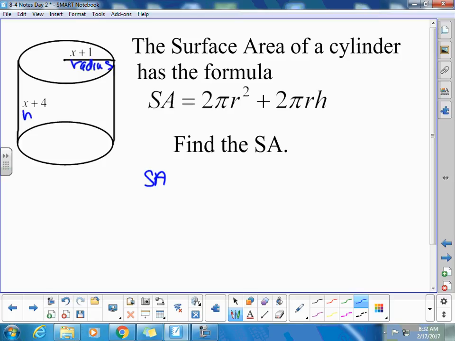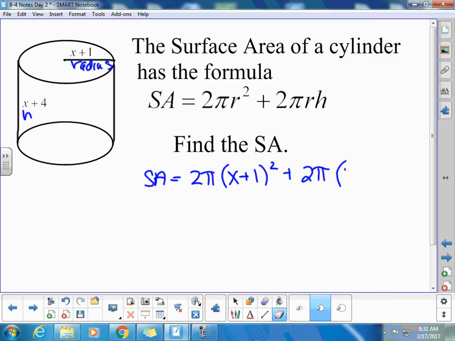Surface area equals 2 pi r squared. My radius is x plus 1 squared. And then plus 2 pi r, which is x plus 1, times the height, which is x plus 4. We're going to kind of just ignore the 2 pi for now and do what we normally do.